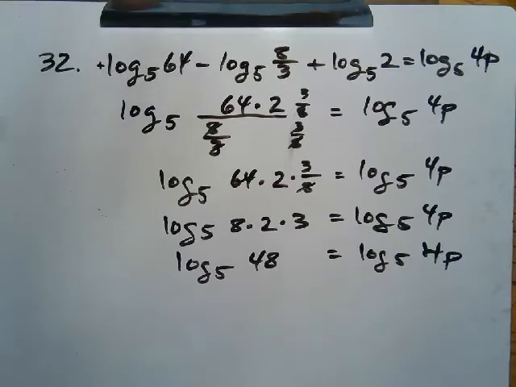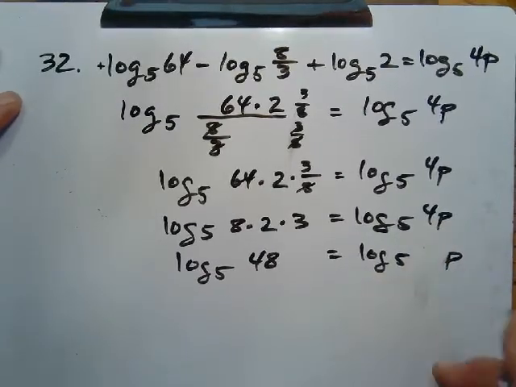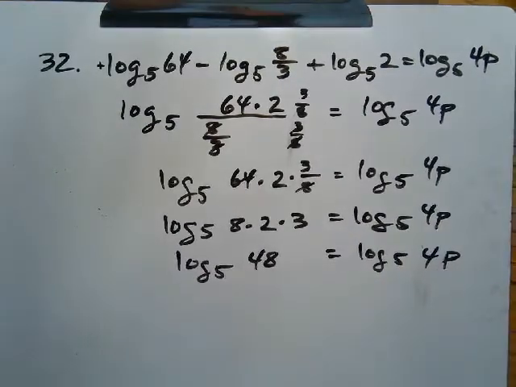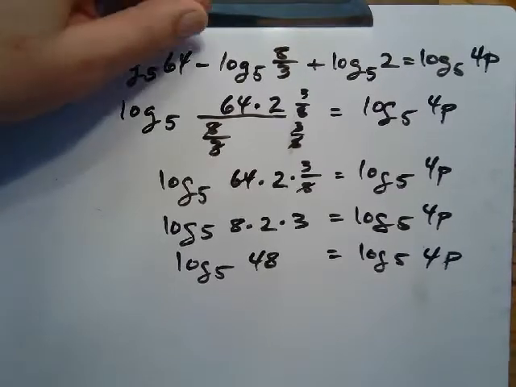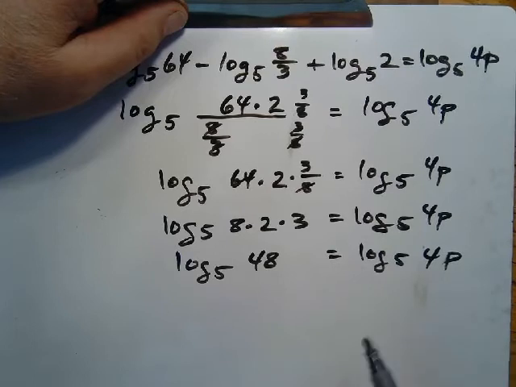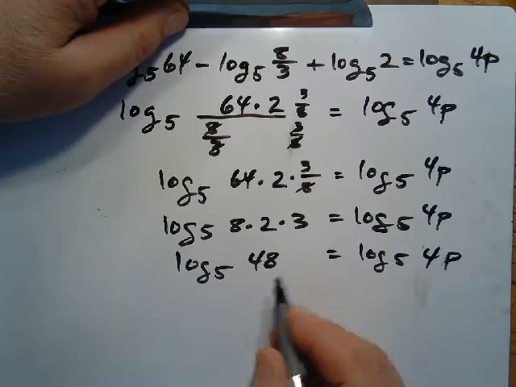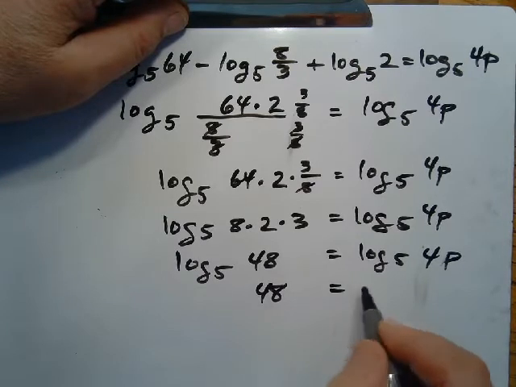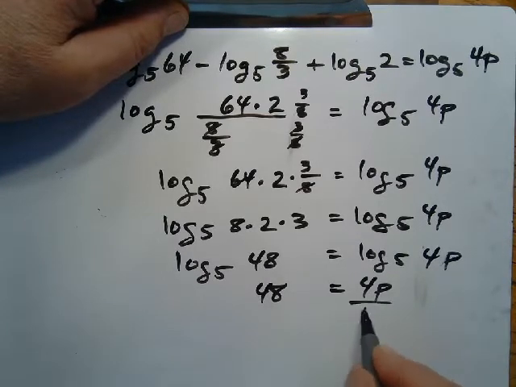Now, this problem, because there's a log on both sides, I can set the results equal to each other, unlike the other problem where we had just a log on one side, we had to turn it into exponential form. Here's where we're able to jump out of the log world because both the results are the same. So 48 is equal to 4p, or p just has to be 12.